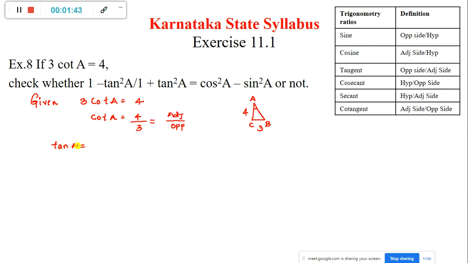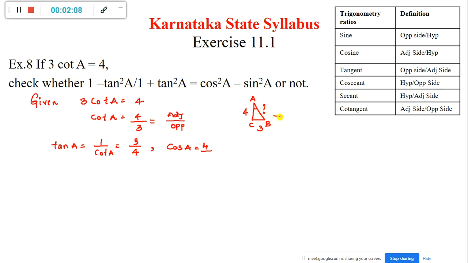First of all, tan A. Tan A is nothing but 1 by cot A. No need to think much, I will just reverse this given value. Next I need cos A. The definition of cos A is adjacent by hypotenuse. Adjacent is 4. What about the hypotenuse? We don't know the hypotenuse, right?